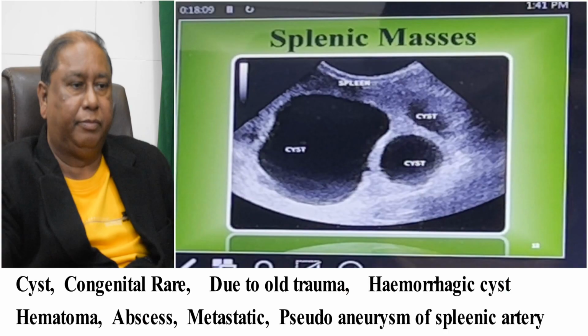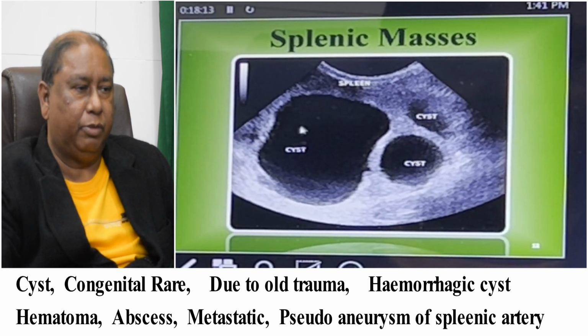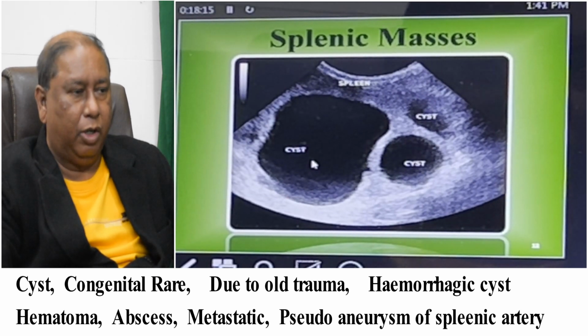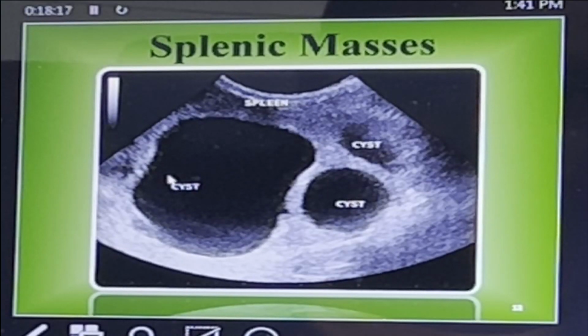Now come to the splenic cysts. First, see this picture. What do you see in this picture? Lots of cysts, hypoechoic areas. So these are all cysts. But congenitally it is rare. It occurs after birth, and it is due to old trauma.